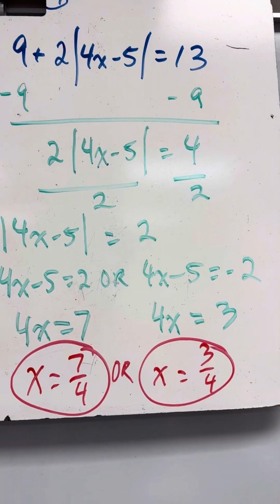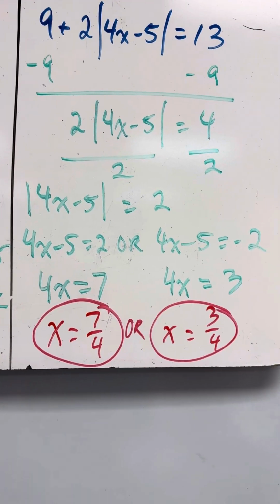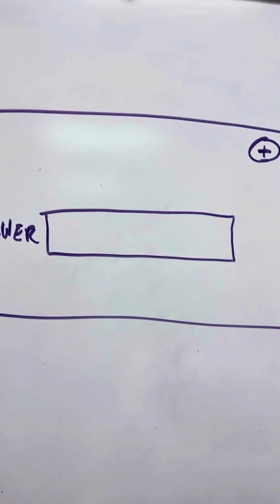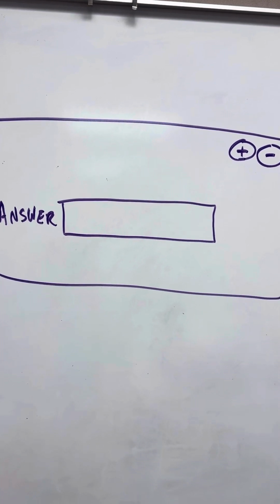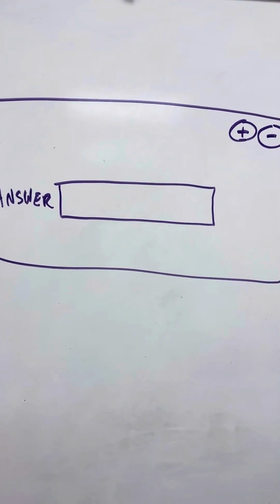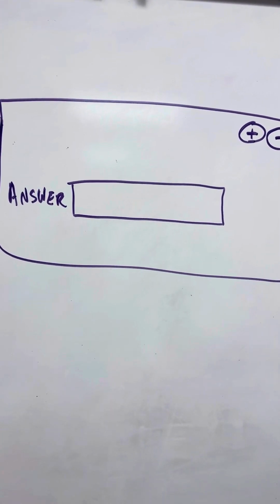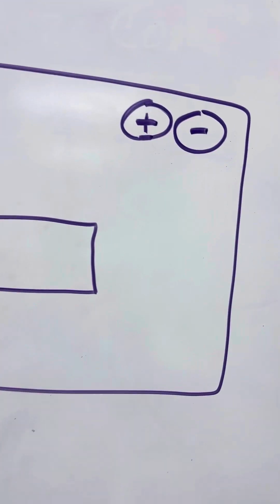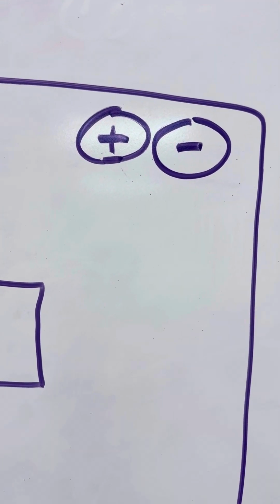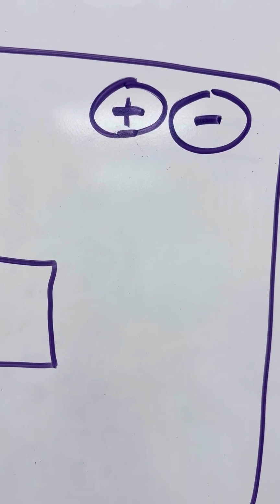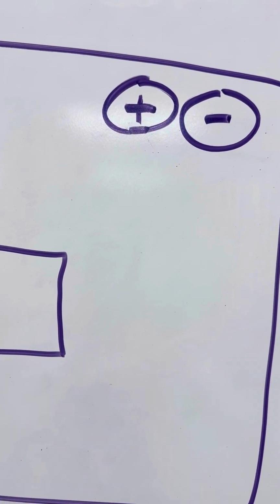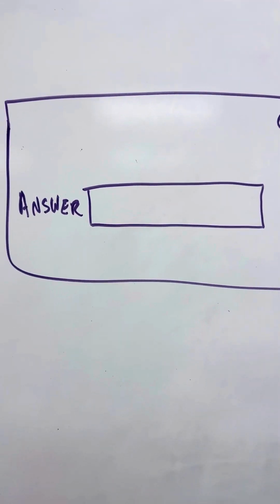Two answers. Now on Delta Math, you have this answer box, right? But you're going to have two answers. So to get another answer box, you're going to have this plus and minus key at the top right-hand corner. Hit the plus key to get a second box so you can put in a second answer.